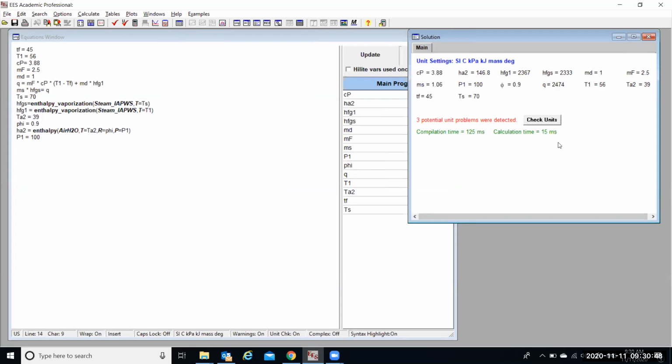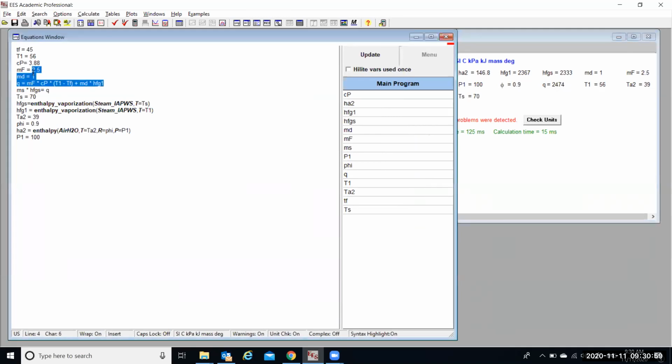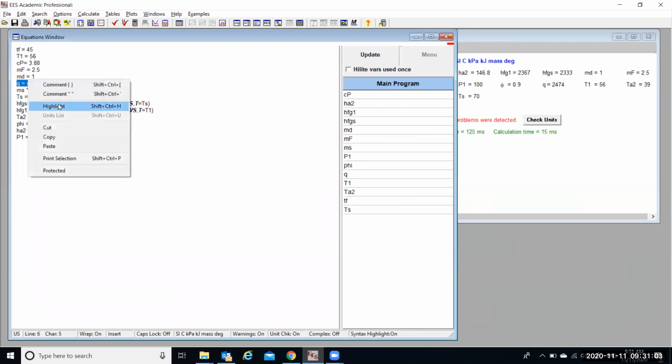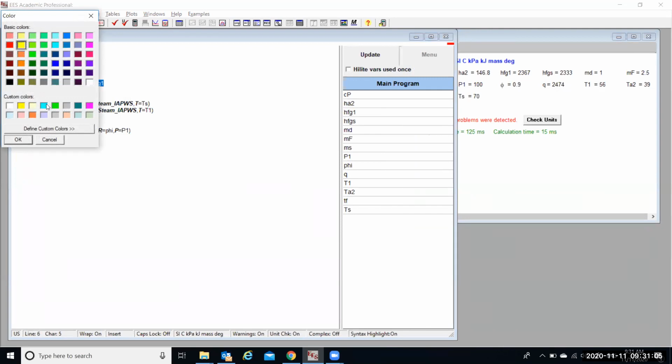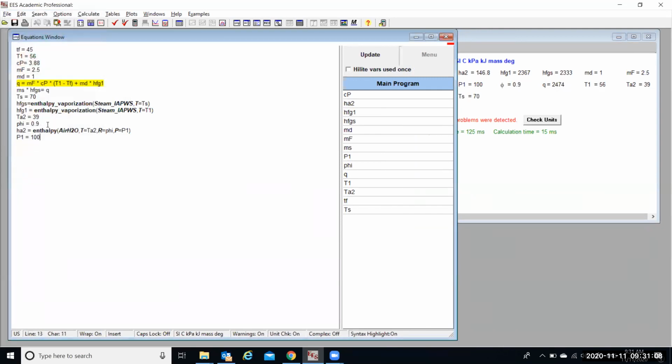And then what I need to test is how much the effect of changing TF, the feed temperature, will be on this equation. Remember, this equation has two parts. Part of it, I'm going to highlight in yellow, represents sensible heating and part represents latent heating. So now let me see, what if I change the feed temperature? How does it affect the value of Q?